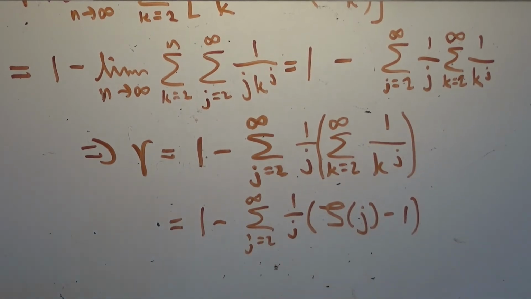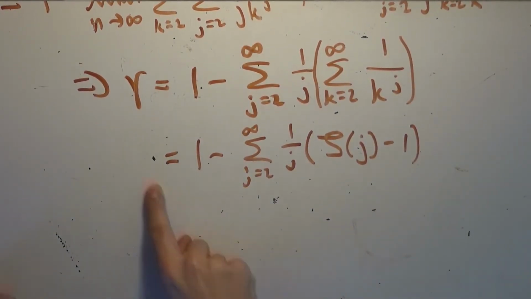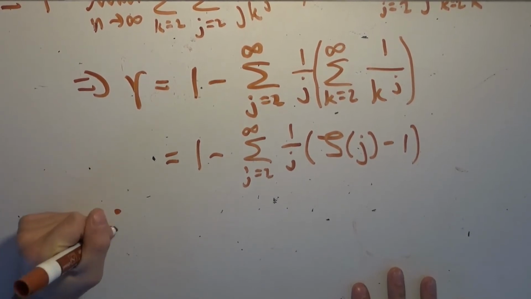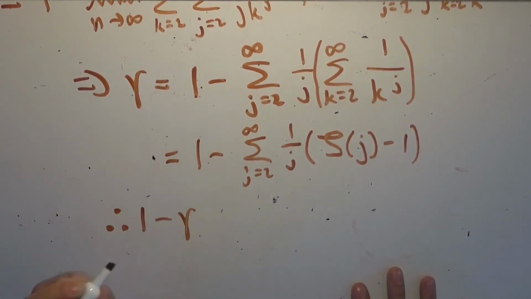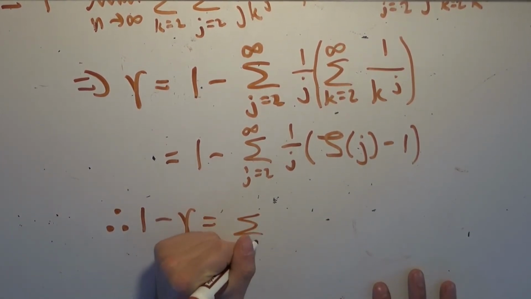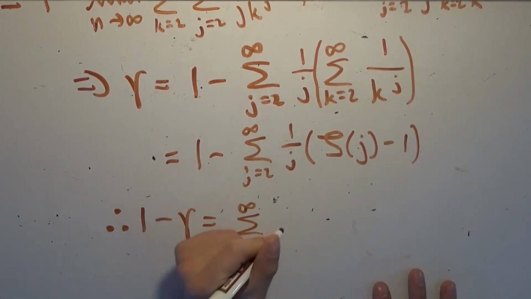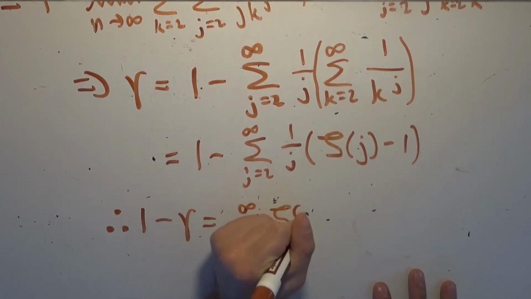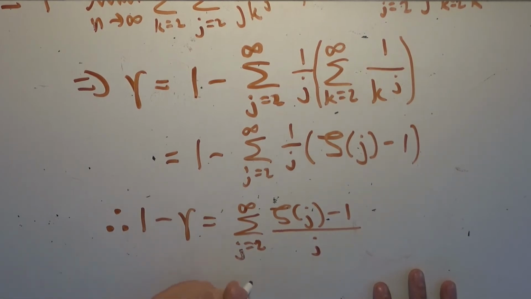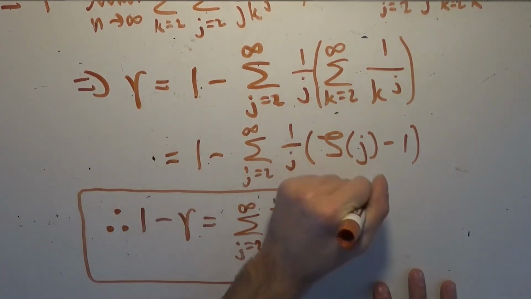Which means as a final result, I can conclude after subtracting 1 and multiplying both sides by negative 1 that I get, therefore, 1 minus the Euler-Mascheroni constant is equal to the sum from j equals 2 to infinity of zeta of j minus 1 all over j. Isn't that beautiful? That's a lovely fact.